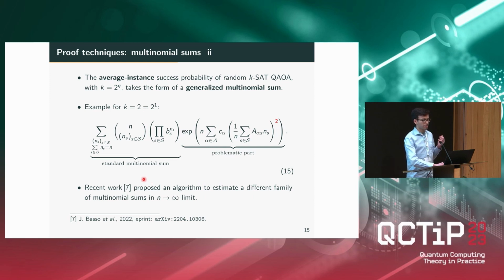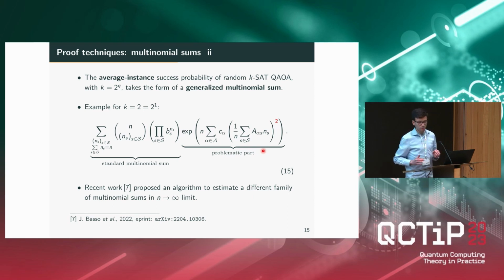So a generalized multinomial sum essentially starts like a standard one. You have these multinomial coefficients. You have these complex numbers b raised to some powers of n. But then you have this nasty part, this exponential, which is the exponential not of a linear polynomial, but of a quadratic polynomial in the case of 2-set. So quadratic is because it's 2-set. All right. And suddenly, we can no longer estimate that, at least not to the best of our knowledge. And that's why we call it a generalized multinomial sum.